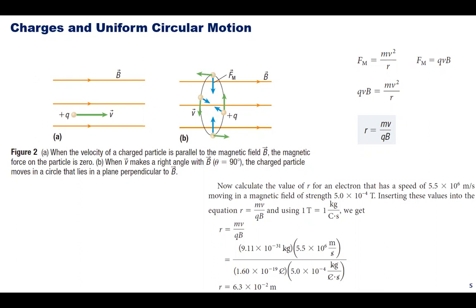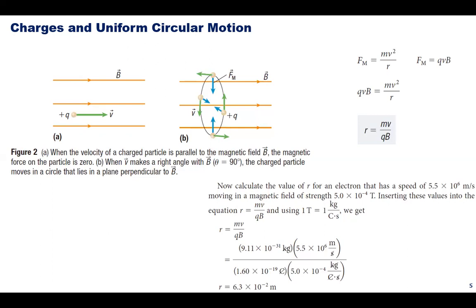On the other hand, as it shows here in figure 2b, there's a charged particle moving perpendicular to the magnetic field B. Now we have theta equals 90 degrees. In this case, we know sine 90 degrees, or sine theta, equals 1, right? Then the magnitude of the magnetic force is given by Fm equals QVB. And the force is perpendicular to the velocity. You can check this by using the right-hand rule, right?